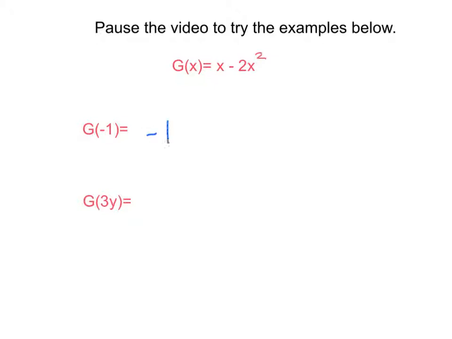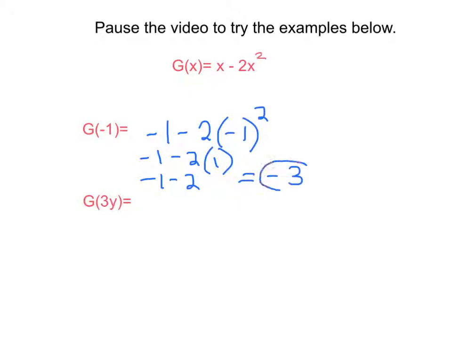So we write it as negative 1 minus 2 times negative 1 squared. So we're going to do our exponents first. So we leave the negative 1 and the minus 2. Negative 1 times negative 1 is 1. So we have negative 1 minus negative 2. So our answer is a negative 3.